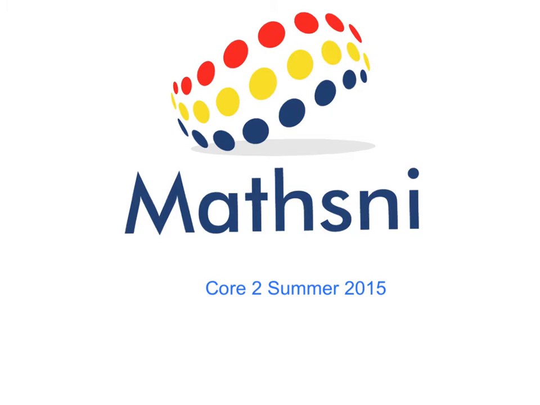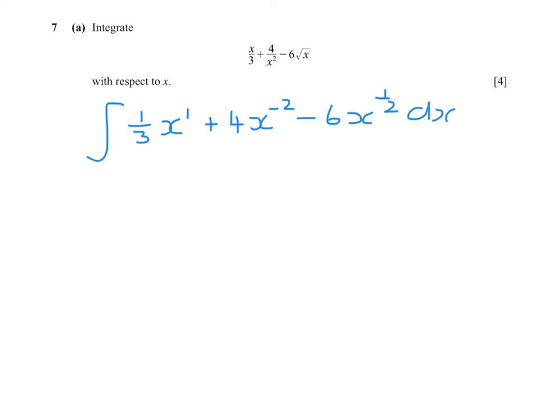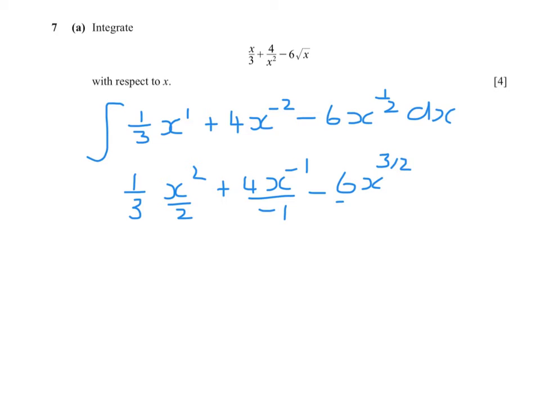Core 2 Summer 2015. So to integrate this, the first thing we need to do is write everything as x to the power n. So we have 1/3 x to the power 1/2, 4 times x to the power minus 2, and minus 6 times x to the power 1/2. Now when you're integrating, you add 1 to the power and divide by the new power. And we always remember to add the constant of integration.